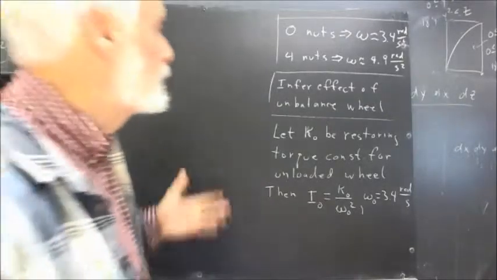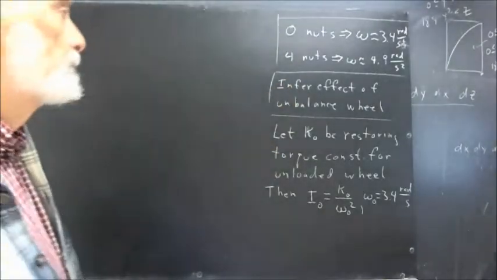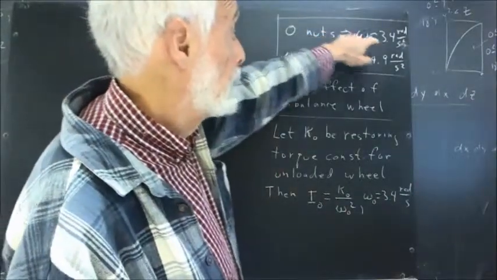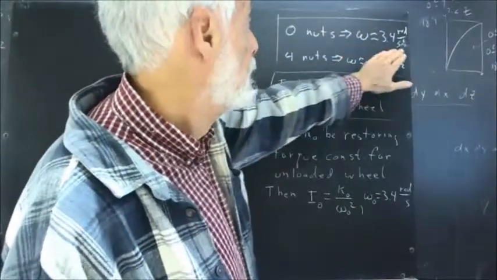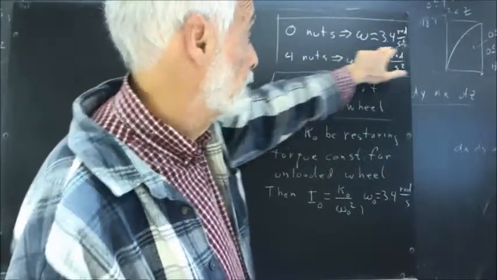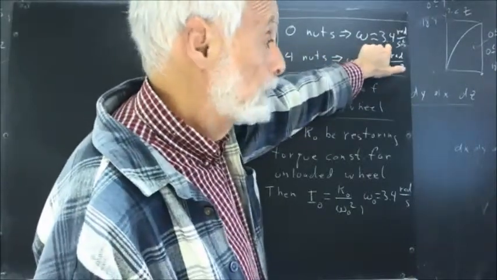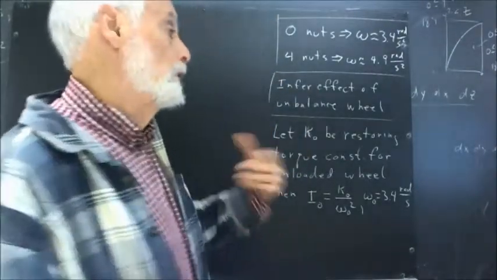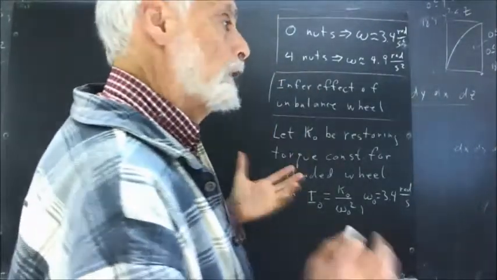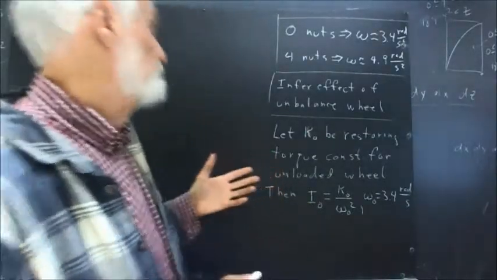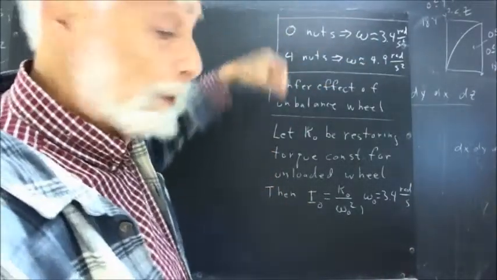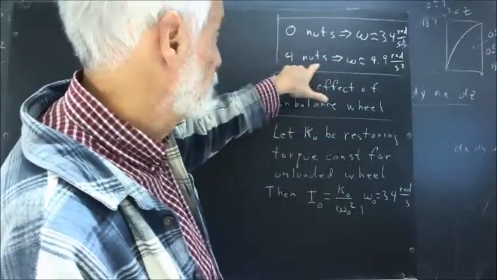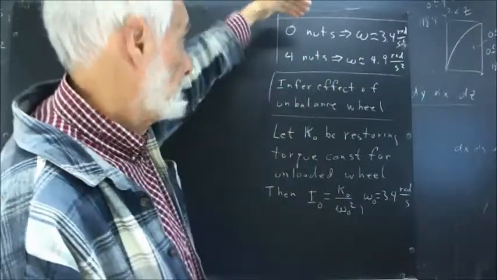Okay, now we want to modify our analysis using the fact that for no nuts we got an omega of 3.4 radians per second squared, meaning we had some restoring force constant here that gave rise to this angular frequency. Now, we don't know the moment of inertia, and we don't know what the restoring force constant was on that first system, on the unloaded system. By unloaded, I mean we've got all the nuts and bolts in the wheel that were originally there, but we're not adding any nuts or any washers. Okay, so that's what I mean by unloaded.